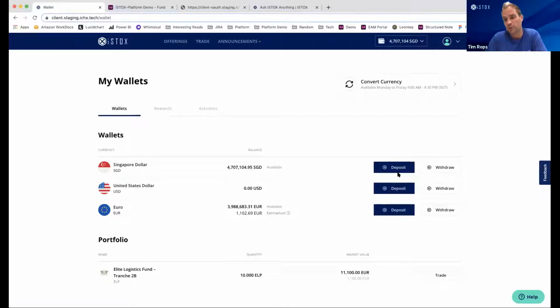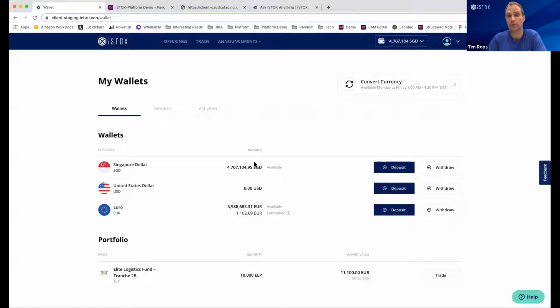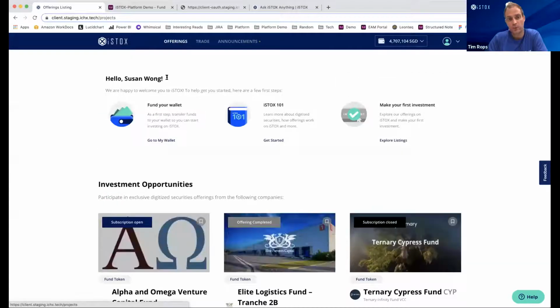It's very, very straightforward. You hit the deposit button and you see where to transfer the money, which will then be shown in your wallet on the platform. And we saw the FX conversion. So once funded, you can browse the opportunities page to find something that suits you.